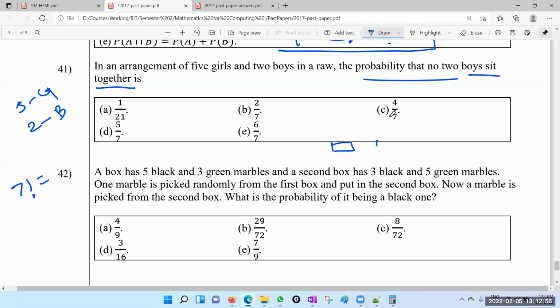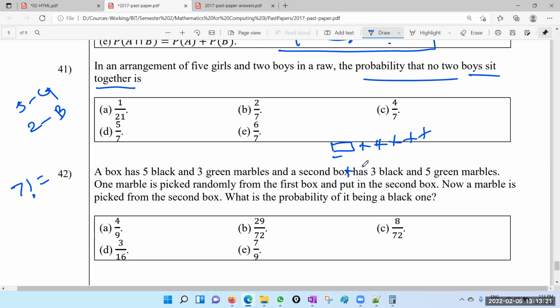What is the probability of boys sitting together? How many arrangements are there where the boys sit together? Let's bundle the two boys as one, okay? So then those two boys can be in the first position.